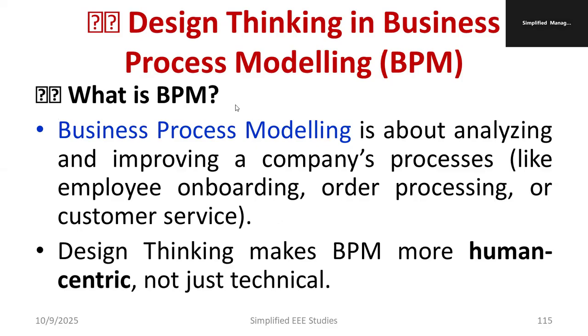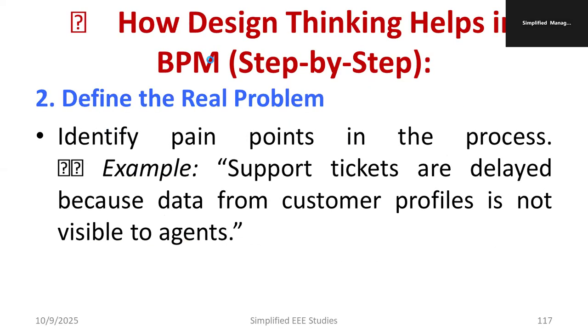So the next topic is related to IT only. That is business process modeling. Business process modeling, that is BPM, is all about analyzing and improving company processes, because every company wants to improve employee onboarding, then order processing for purchasing, or customer service and customer support. Those things are required, so BPM will support those processes. BPM is human centric. It's not purely technical. Based on the problem only, we need to develop a solution in IT.